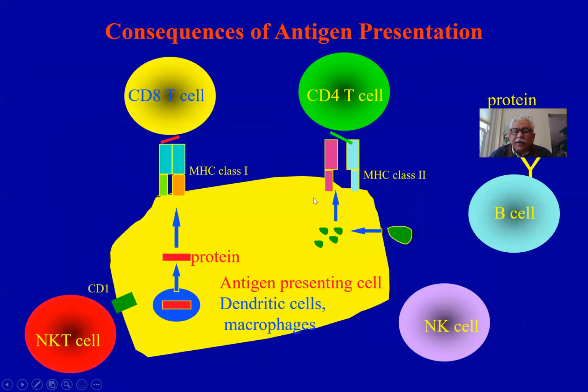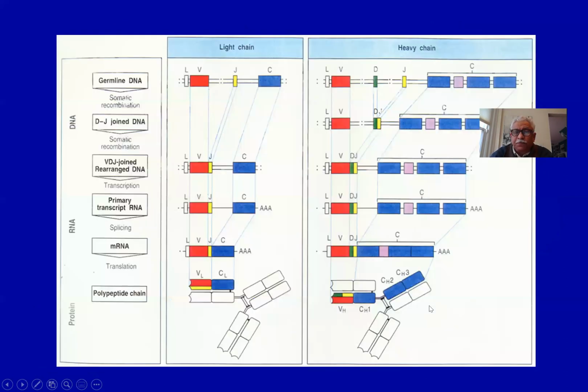The consequence of antigen presentation, which results in MHC class I and class II presentation, is activation of CD8 and CD4 cells. B cells bind antigen directly and secrete immunoglobulin. Non-classical antigens, such as lipids and glycolipids, are presented by structures such as CD1, which activate NK cells, and NK cells are also involved in the regulation of the immune response.